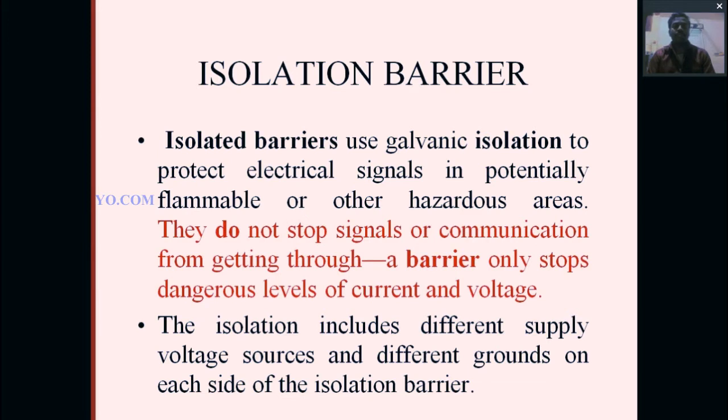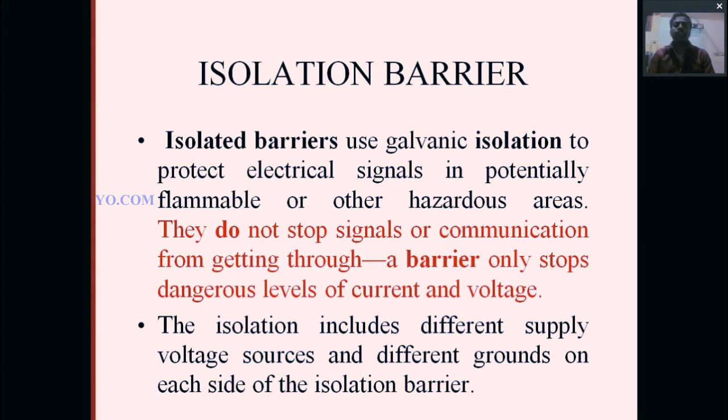The isolation includes a different supply voltage source and a different ground on each side of the isolation barrier. Different supply voltage means that on the high voltage side they use a separate voltage source, and on the low voltage side they use a separate voltage source, that means a battery. They also have separate grounds: the high voltage side has its own ground and the low voltage side has its own ground.